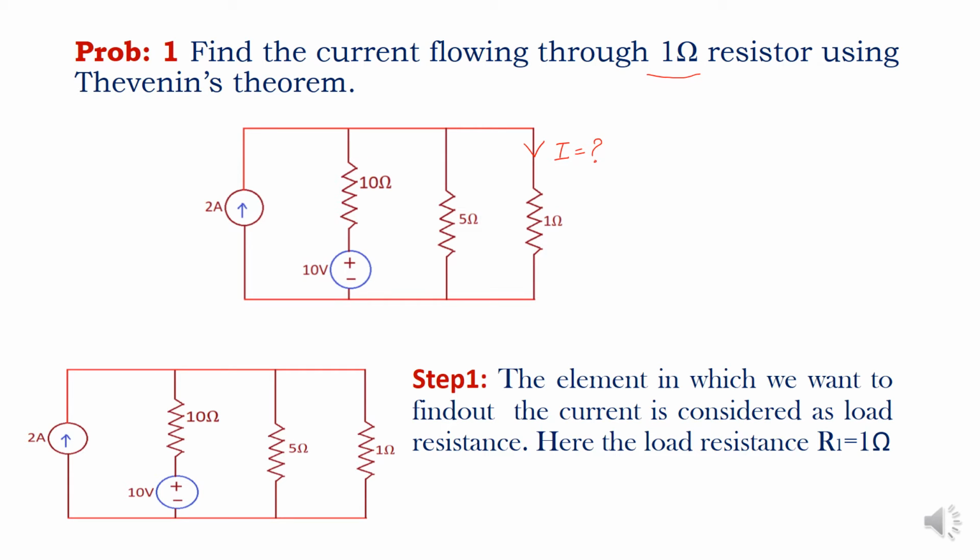What is step number 1? The element in which we are going to find the current is considered as the load element or load resistance. And here, what is the load resistance? 1 ohm is the load resistance. Across the load resistance you have to mark the terminals A and B.